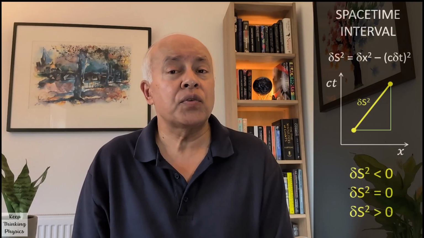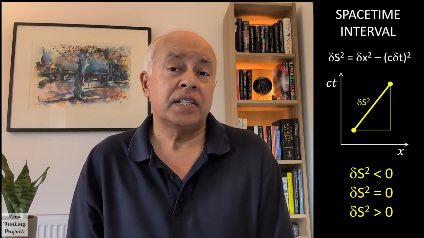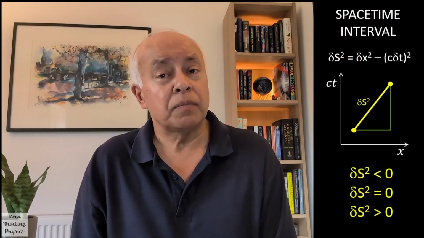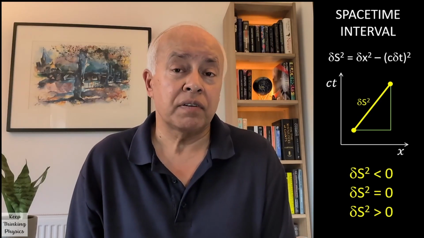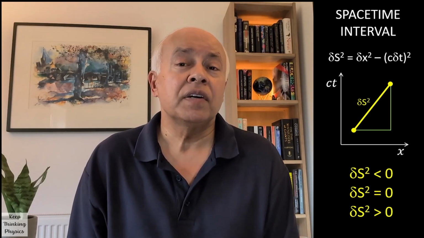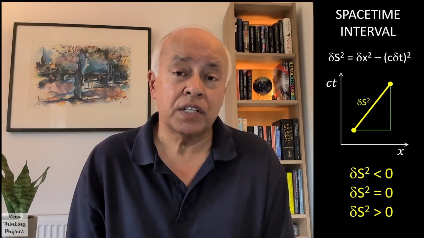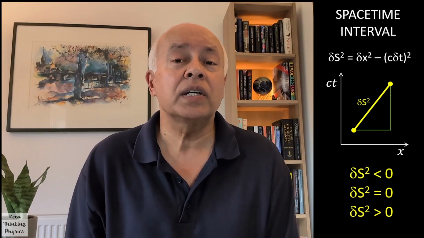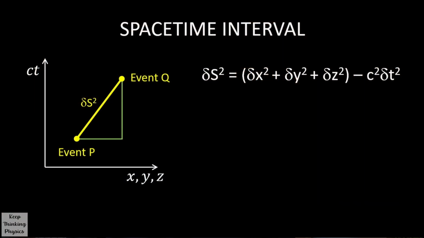ds squared, as given by this formula, can have three types of values. ds squared can be negative, it can be 0, or it can be positive. These three states of the space-time interval give us three categories of travel in space-time, so let's look at each of these three categories. Before we start, for completeness, let us show all three axes of space, so our equation for ds squared becomes this.